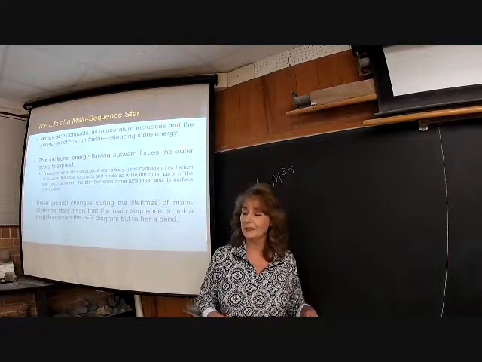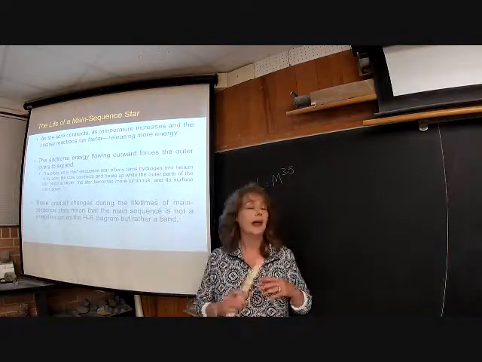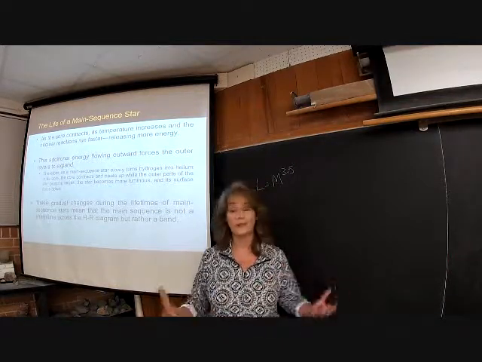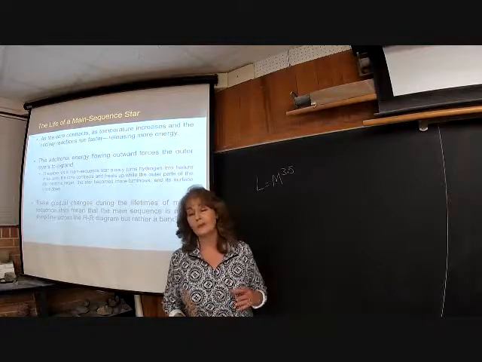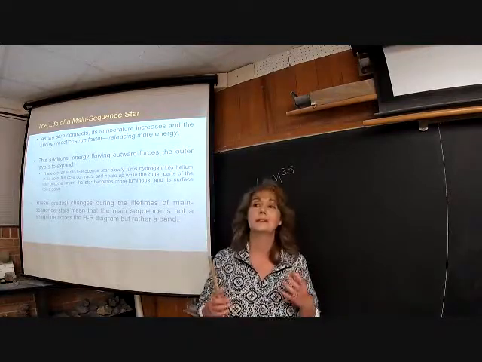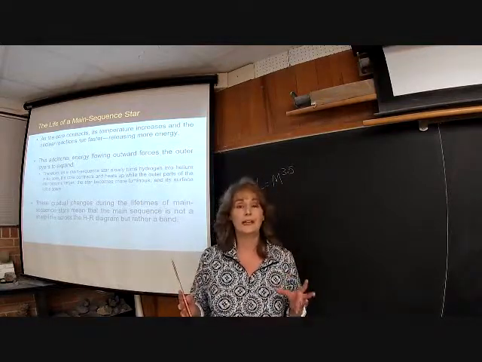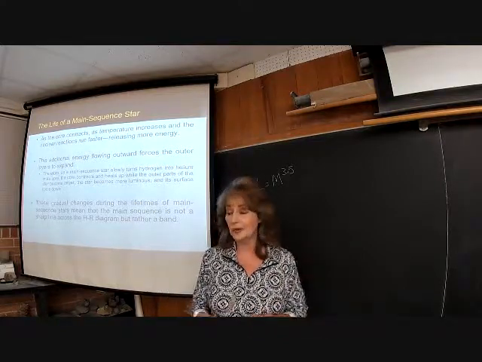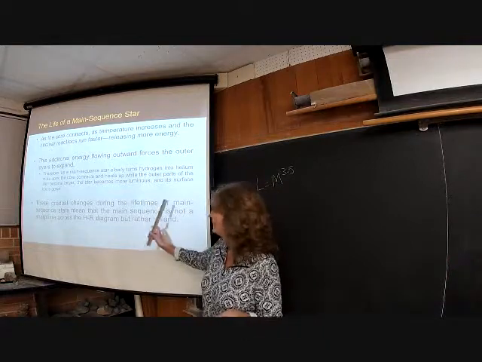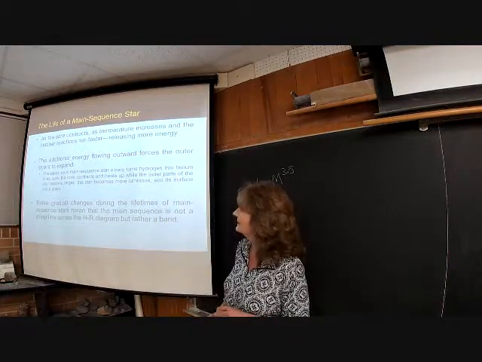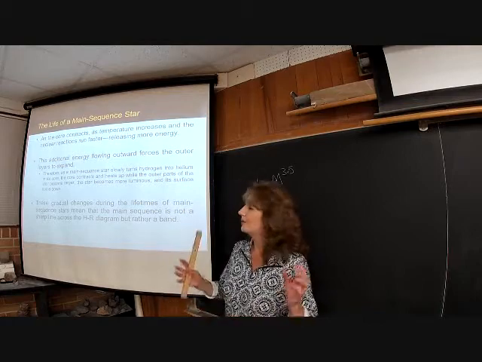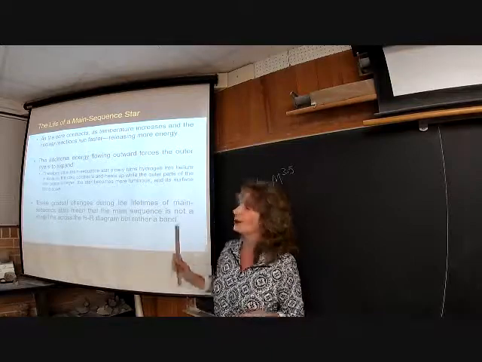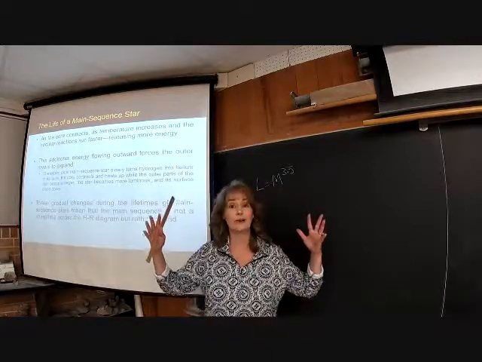So the core contracts, its temperature increases, and the nuclear reactions will run faster and faster, releasing more and more energy. So there are these gradual changes over time because a star is finite. It only has so much hydrogen that it can fuse to helium, right? It will slowly be turning that hydrogen into helium in its core. The core is going to contract and heat up, right? While the outer parts of the star become actually larger, that outward pressure.